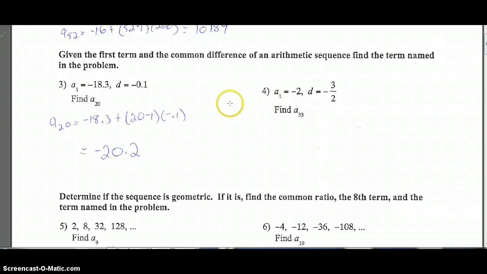Number 3, you know the first term and you know D. Then you can find A sub 20, which means n is going to be the 20th term in the sequence. And just plugging that into the equation, you get negative 20.2.